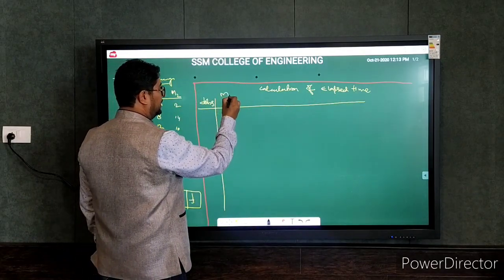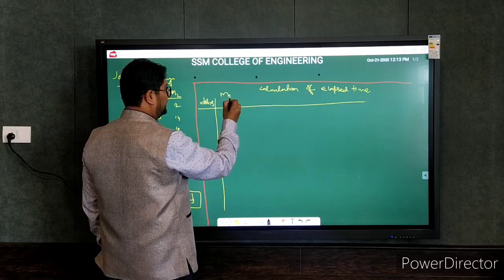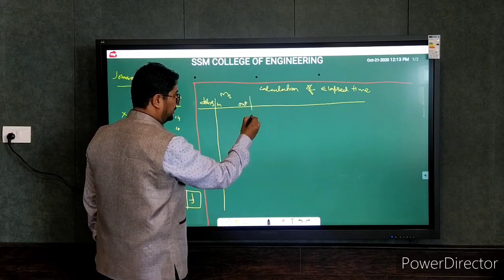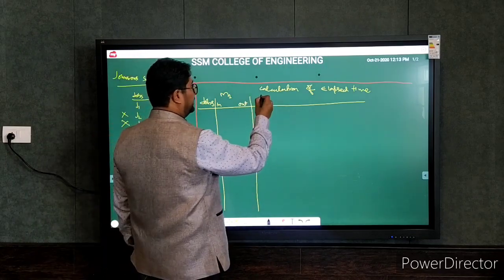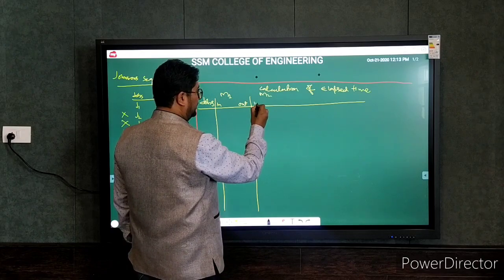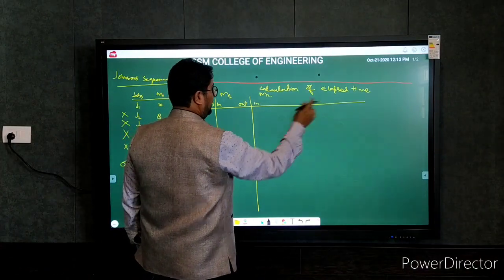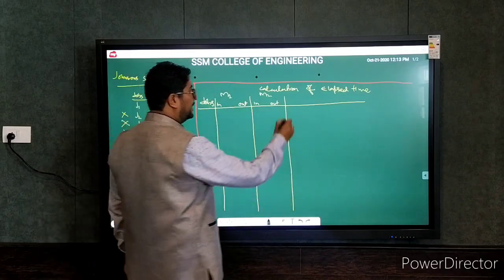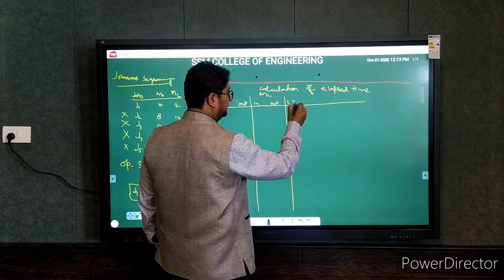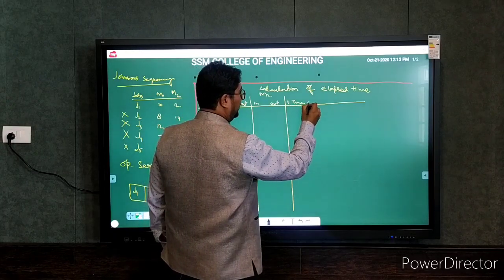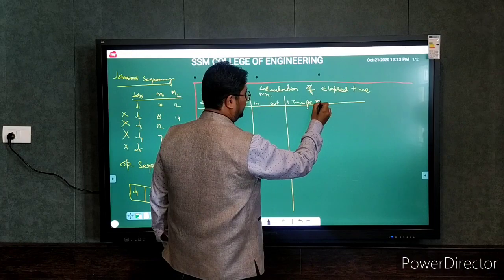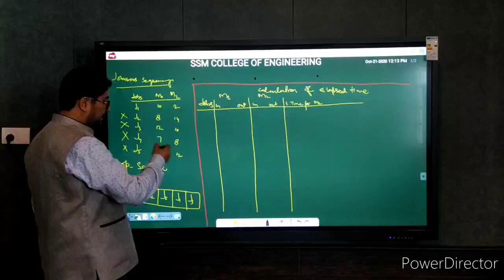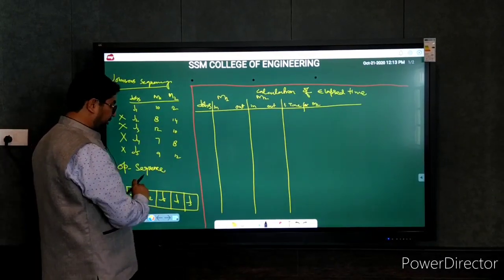We'll take machine 1 in and out. Then we'll take machine 2 in and out. Then we'll take idle time for M2. After we have done this, we'll have to write the sequence of jobs as per the optimal sequence.